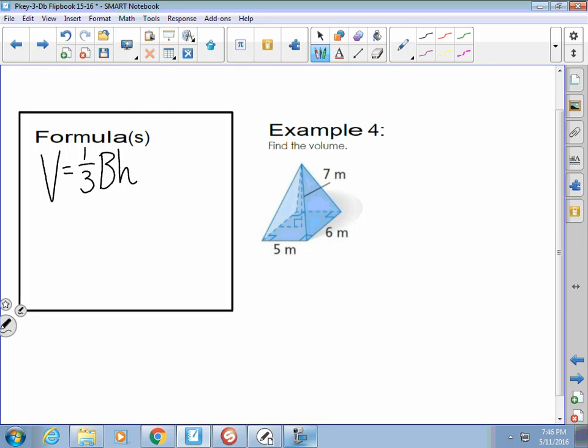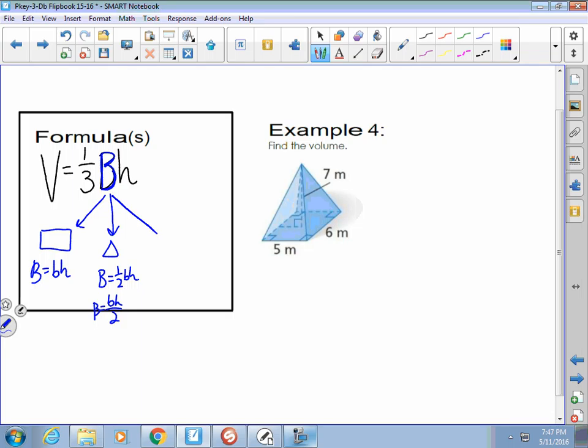BH. Again, B is the area of the base. So when dealing with the B in a pyramid or a cone, our B could end up being a rectangle, which we know is BH, base times height. It could end up being a triangle, which would be 1/2 base times height, or base times height divided by 2.